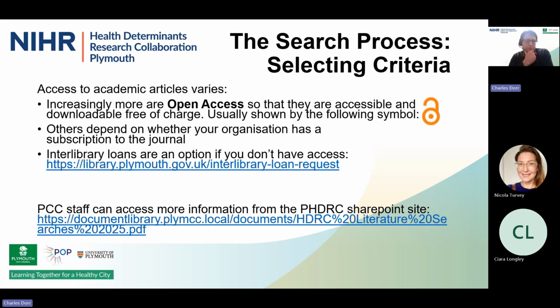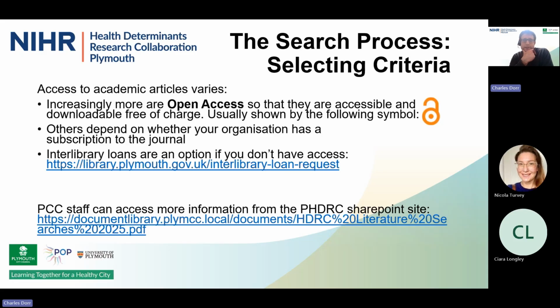So a lot of our academic articles are behind paywalls on subscription journals. However, increasingly more of them are being open access. Open access is where they're accessible and downloadable free of charge. So you can download your paper and review it, and you can keep hold of it. They're usually represented by this little orange symbol here, or something similar. More articles are in that situation now.